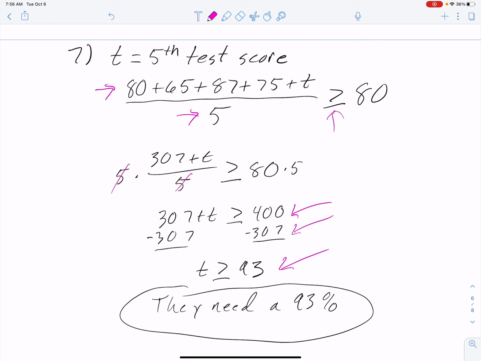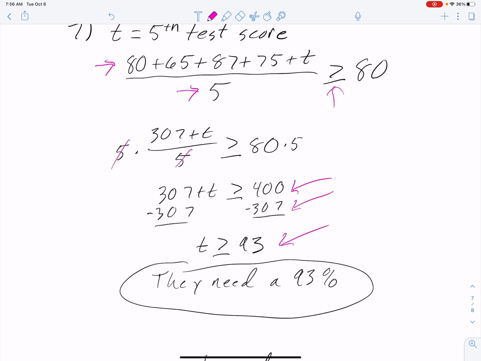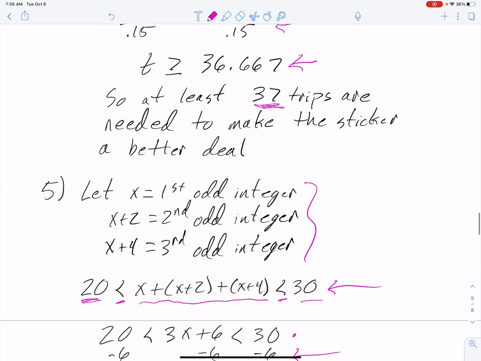I'm going to reread the problem real quick. So they said average of at least 80, so it is 93. If it had said greater than 80, they would actually need to get a 94. Sorry, number 8 is at the top.